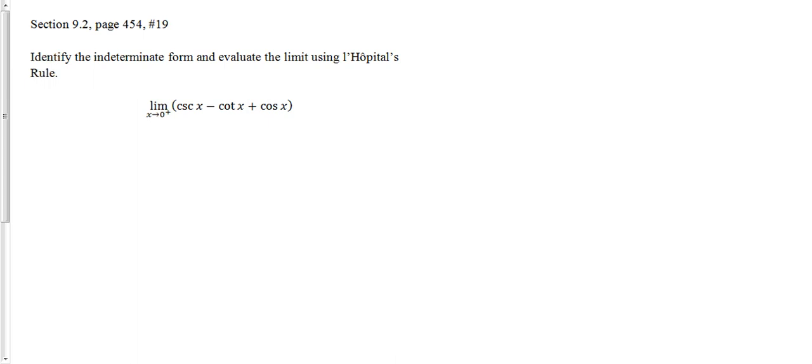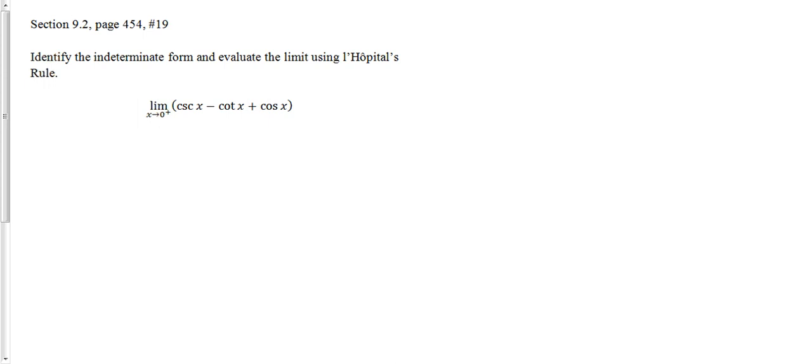All right, let's do section 9.2, page 454, number 19, which reads, identify the indeterminate form and evaluate the limit using L'Hopital's rule. And for number 19, we have the limit as x goes to 0 from the positive direction of cosecant x minus cotangent x plus cosine x. Well, that's quite a mouthful there.